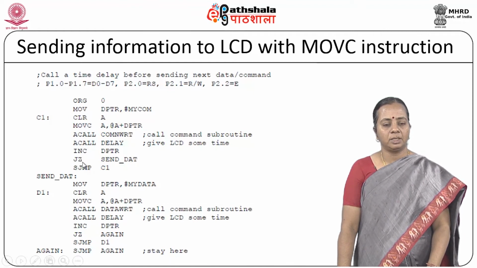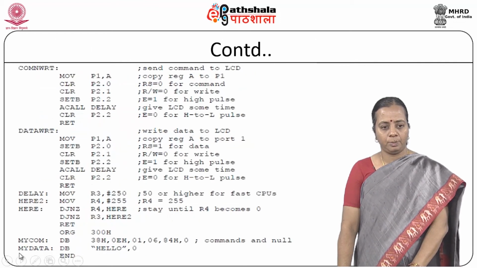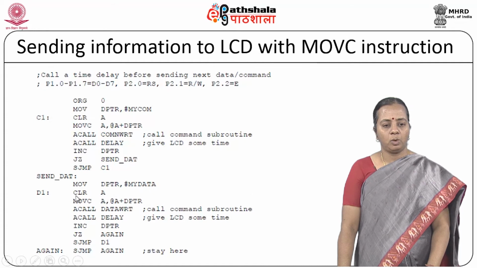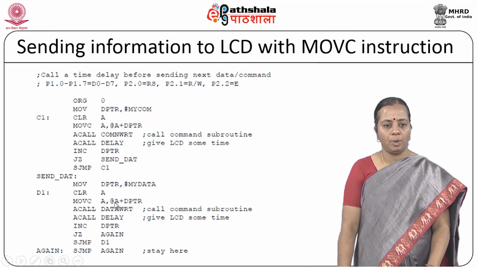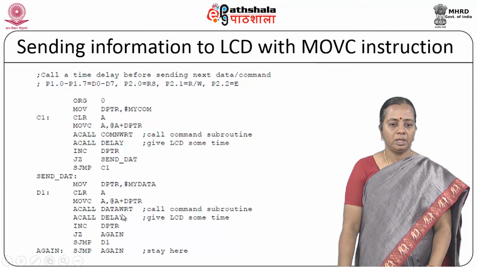JZ, jump on zero, send data. So, it comes over here. Once it comes to send data, MOV DPTR, #MYDATA. So, my data is this particular data address which has been given to DPTR. Now, CLR A, whatever data is available over there is read through MOVC A, @A+DPTR, and ACALL data write. This is nothing but you will be calling data write.